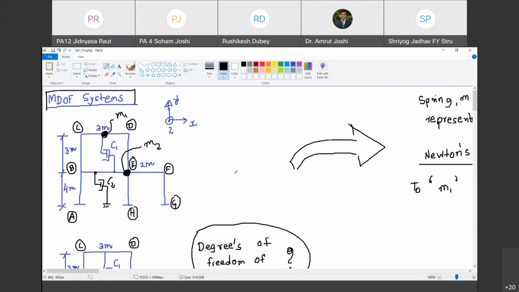Are you able to imagine that? Yes, sir. And now intentionally I have shown the C1 dashpot model in this fashion, as there is a tendency of relative horizontal motion between these two slabs. Corresponding to their relative velocity, there will be a damping force developed in this damper with damping coefficient C1. Are you with me? Okay, sir.